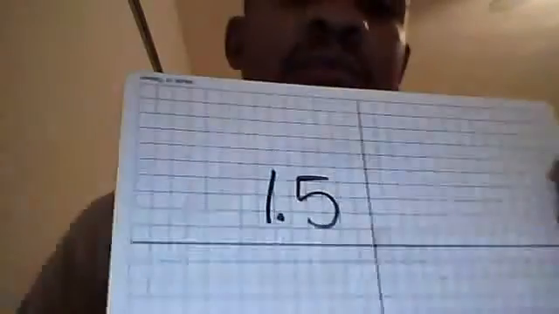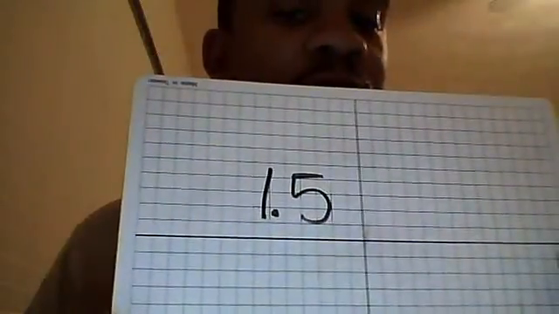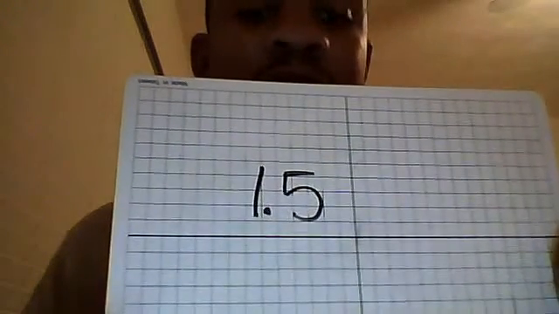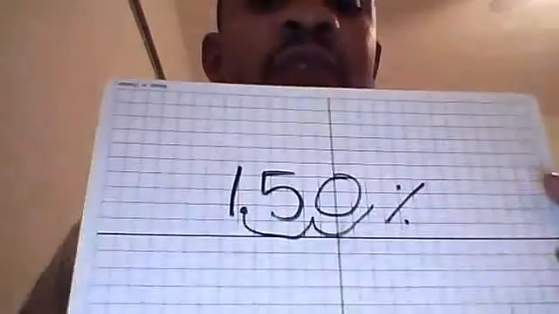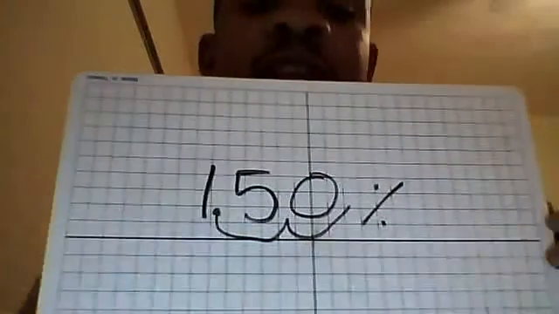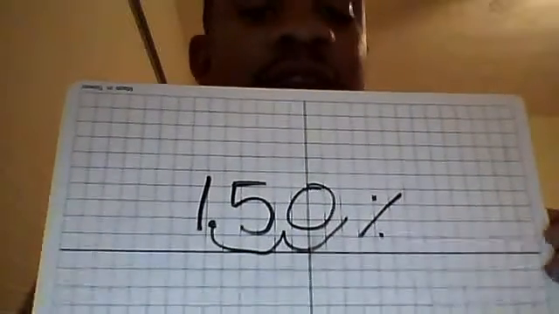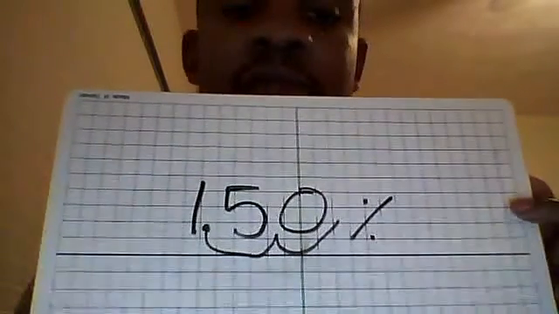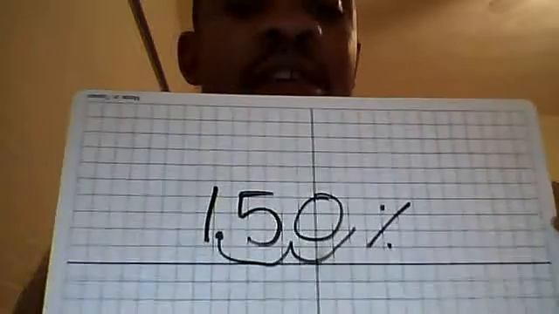Watch this now. 1.5. What would that be? An enlargement or a reduction? Correct, an enlargement. Now, for further proof, let's turn that decimal into a percent. Move the decimal to the right 2 places, and that's 150%. So that keeps in line with what I said earlier. Any number over 1 or over 100%. And as you can see, 1.5 is also 150%. So it is an enlargement.